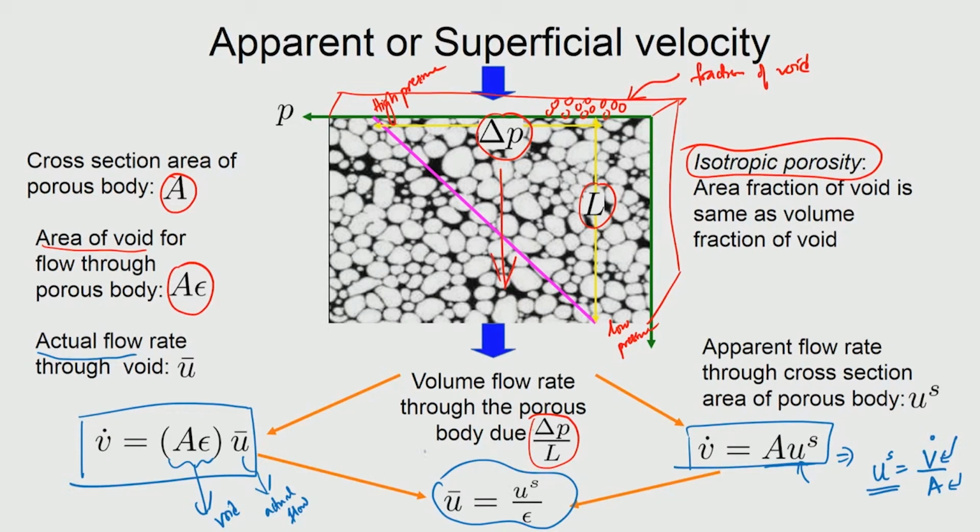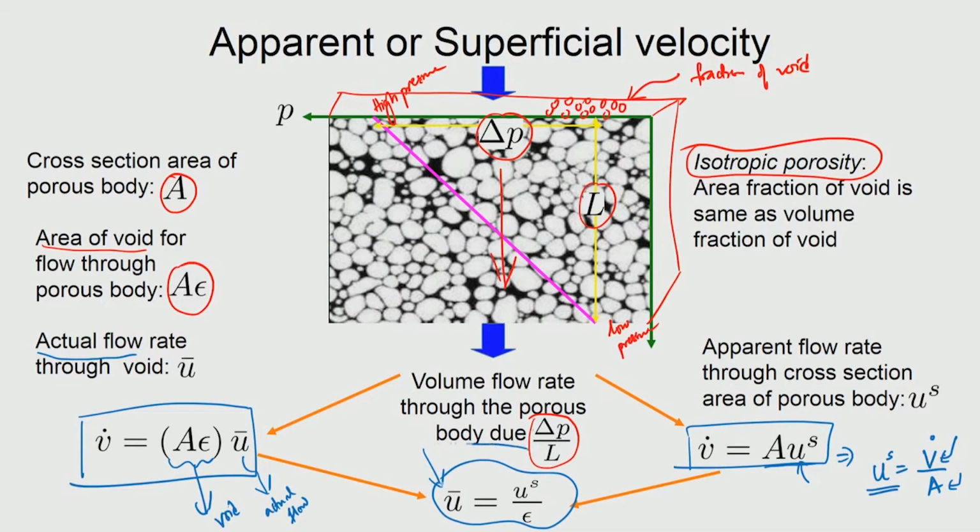Now, for the actual velocity, we do have a relationship available because it is going through the void, and for flow through the void, which is roughly in the shape of a pipe, we have an expression that gives a relationship between the velocity and the delta P by L through the pipe flow equation. So, now we want to relate these two and see how it comes about.